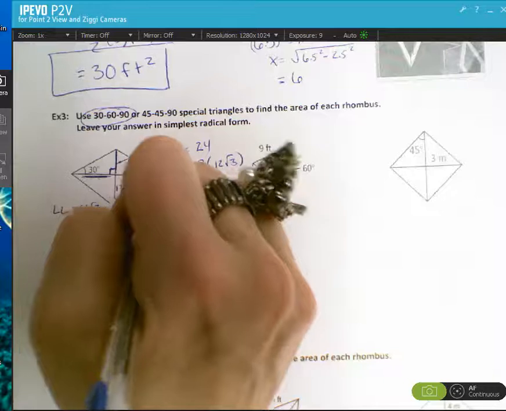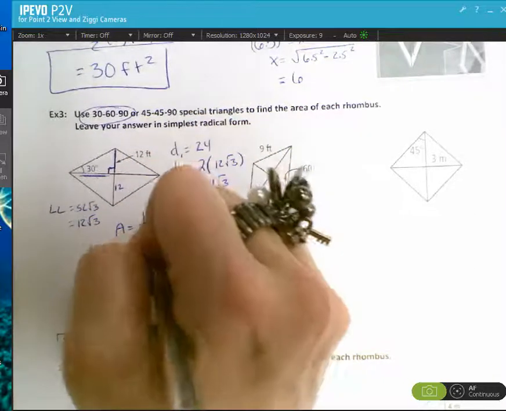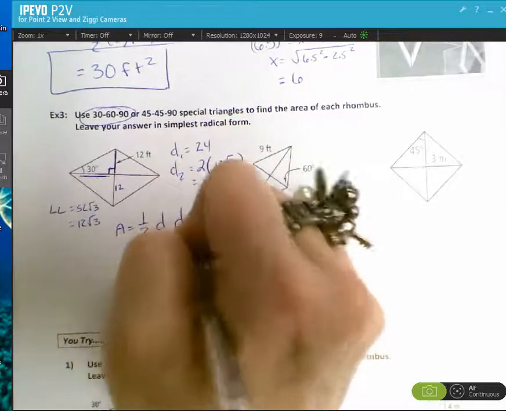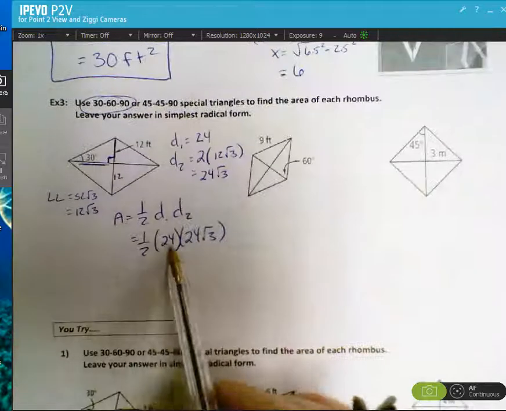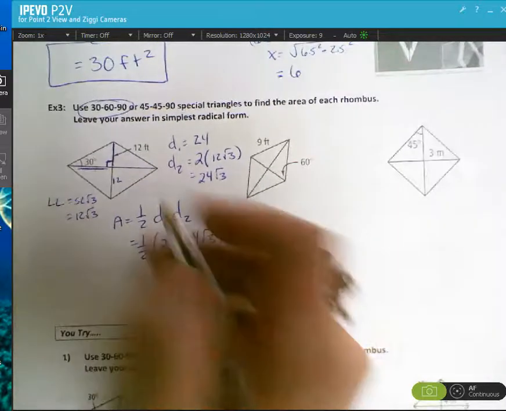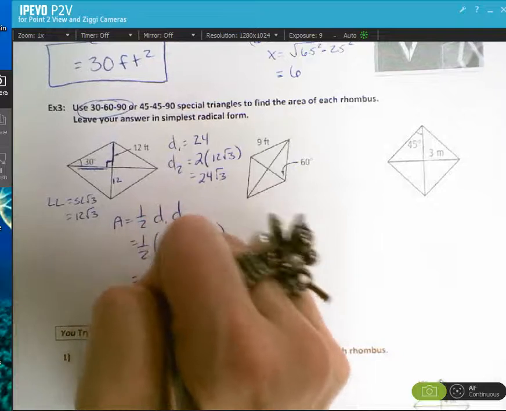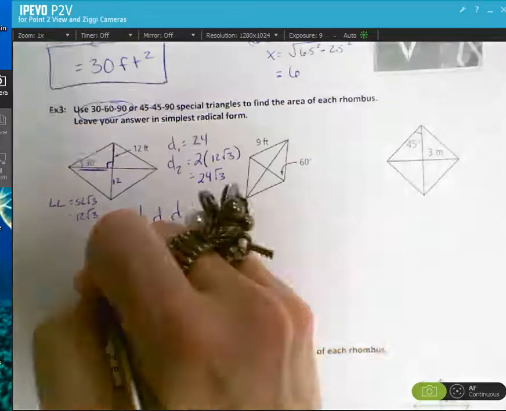So area is equal to 1/2 diagonal 1 times diagonal 2. 1/2 of 24 times 24 rad 3. Half of 24 is 12. 12 times 24 is 288. 288 feet squared.